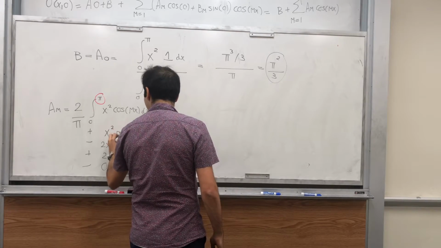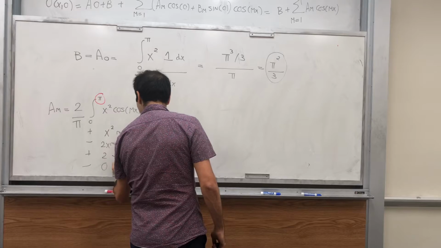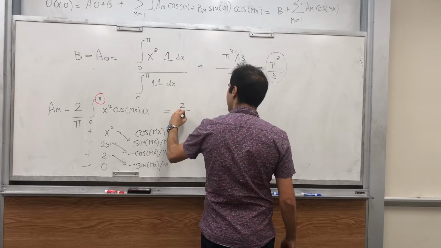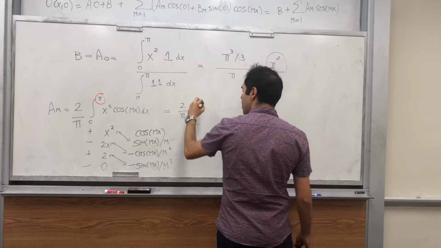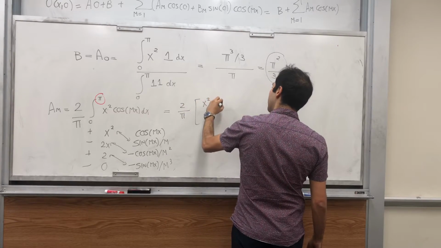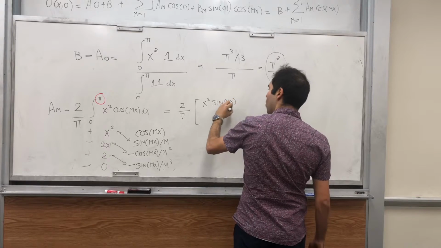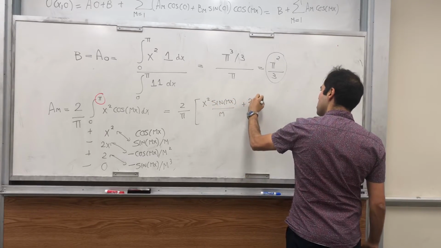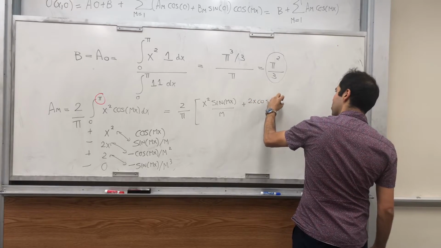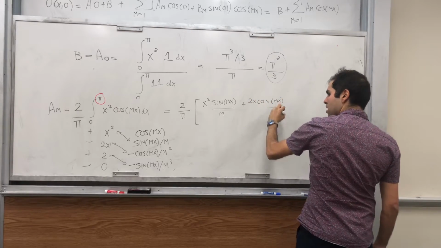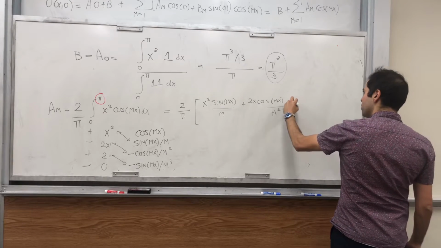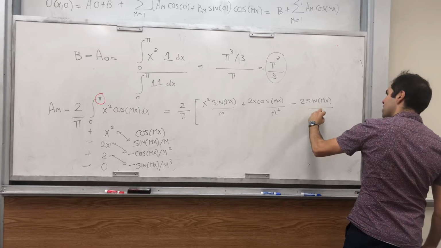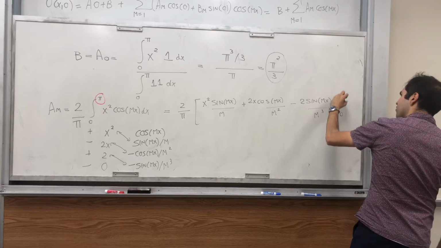And then you take the cross terms. And what you get is just 2 over pi times x squared sine of mx over m, and then plus 2x cosine of mx over m squared, and then minus 2 sine of mx over m cubed, from 0 to pi.